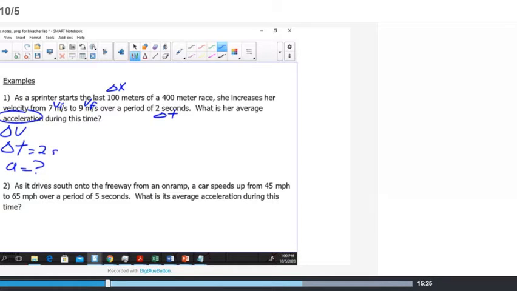How about delta V? Delta V is the change in our velocity. But we also can write it like this: V F minus V I. That's how we figure out the change in our velocity. Put in our numbers: 9 meters per second minus 7 meters per second is 2 meters per second. I want you to keep your units on these. Don't just write a number without a unit.